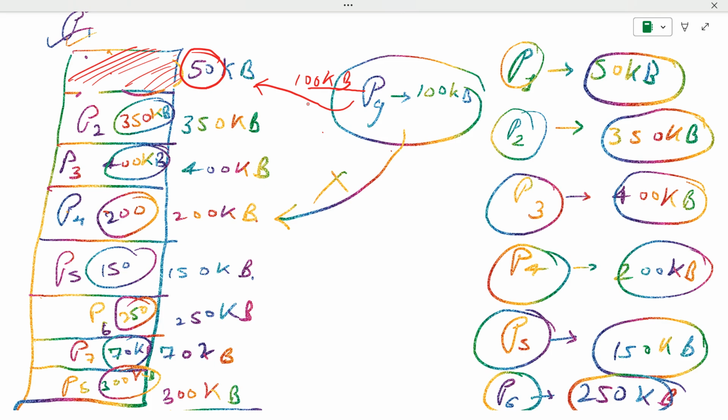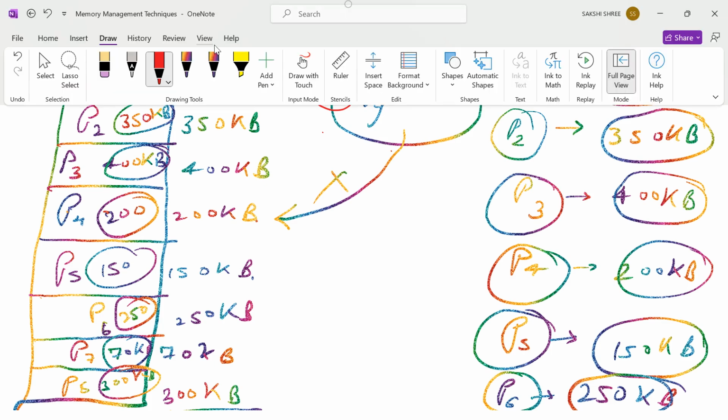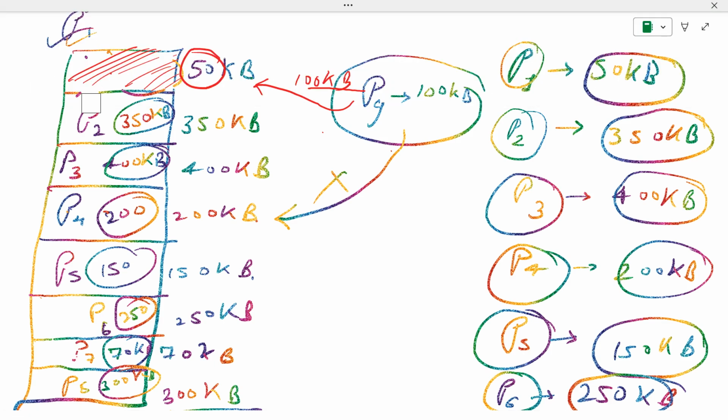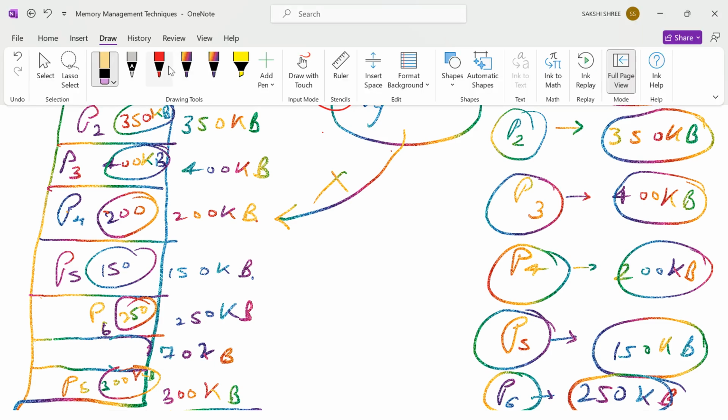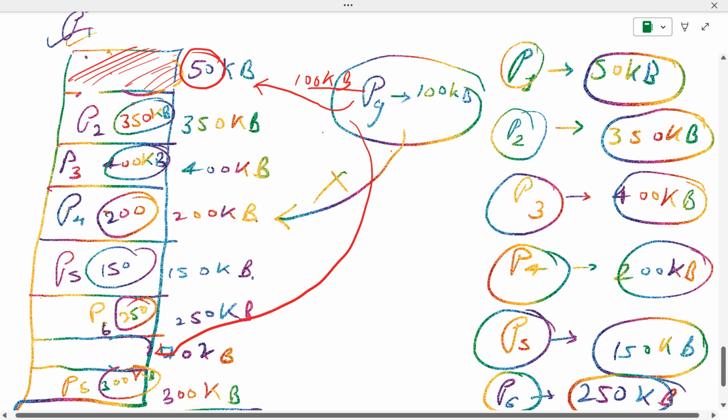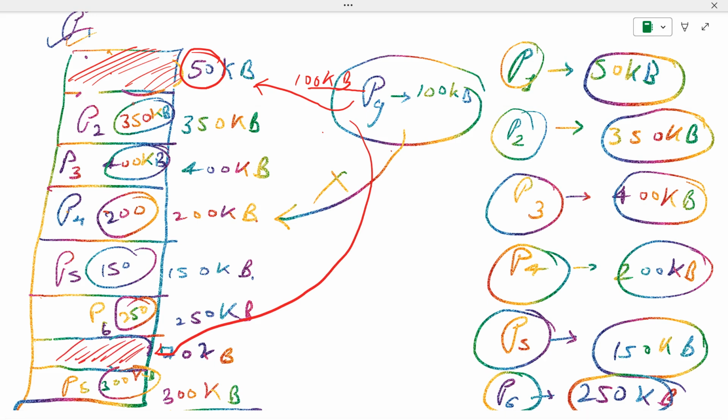Let's say after P1, P7 gets completed, because we never know which process will get completed first. So when P7 is completed, this place remains vacant. If we want to accommodate P9 into this 70 kb space, again it is unused because P9 requires 100 kb and this is 70 kb only. With this limitation in size, we can't accommodate P9, right?